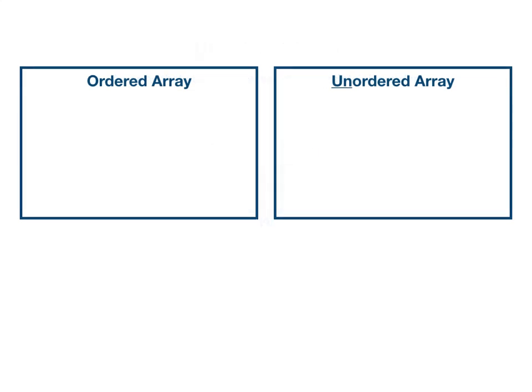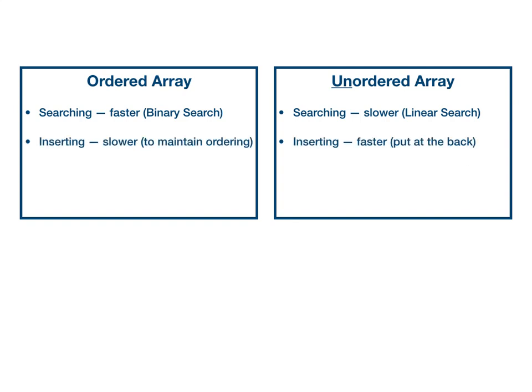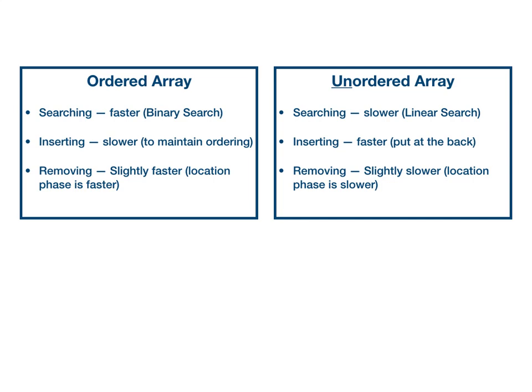So to summarize, for an ordered array, performing a search is much faster because we can use binary search, whereas with an unordered array, we have to use linear search. However, insertions for an ordered array will be slower because we have to maintain the ordering every time we add a value, whereas with an unordered array, we don't have to worry about the order, so we can just put it at the back. For removals, we have to analyze in two phases.